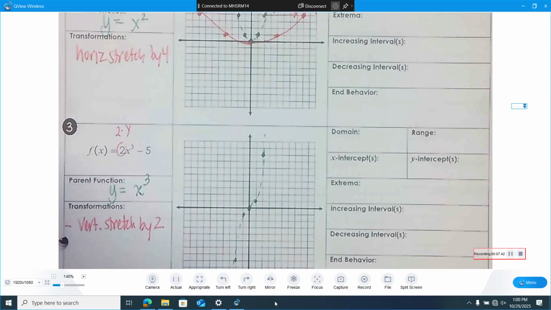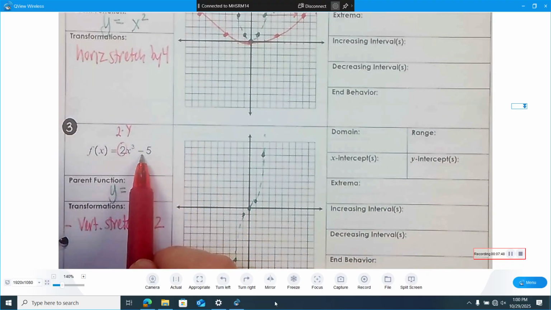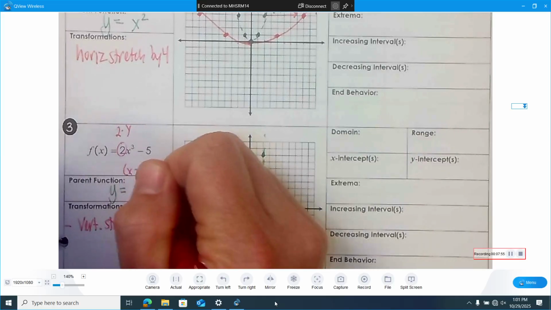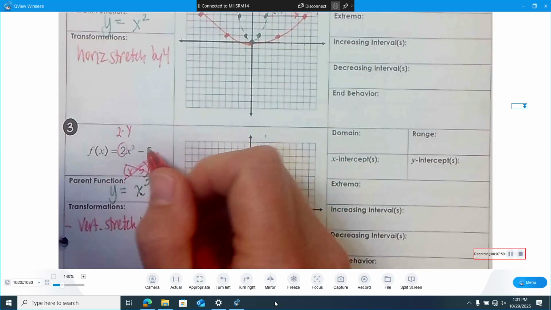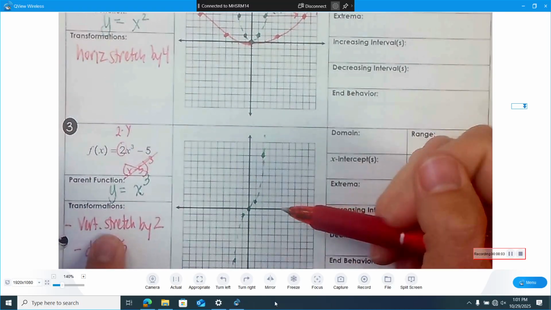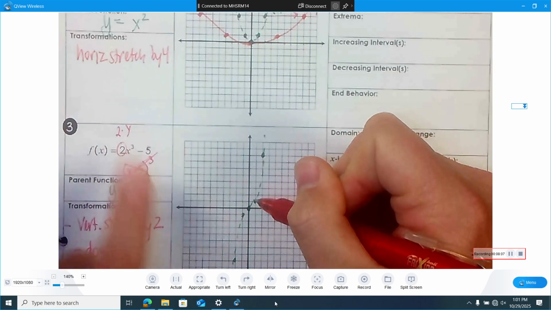And then what do we do after we stretch it? Down 5. Yes, this down 5 is on the outside. If it were on the inside, it would look like x minus 5, and then we would have the cube. Okay. So this is going down 5. All right. So first we're going to stretch all these points by 2. We're going to take the y-coordinates and multiply them by 2.